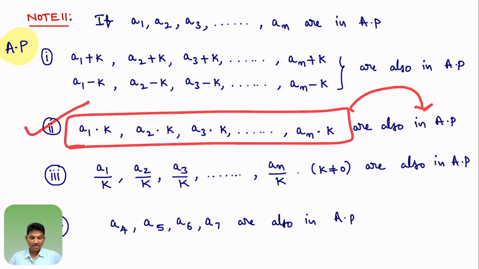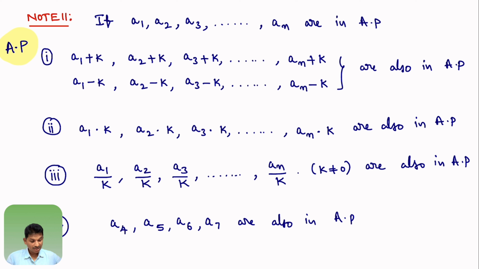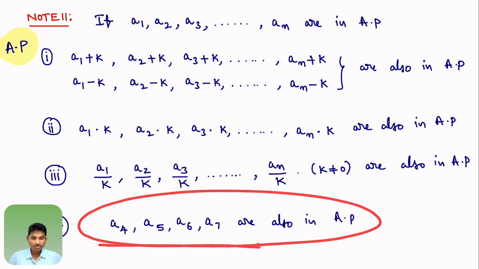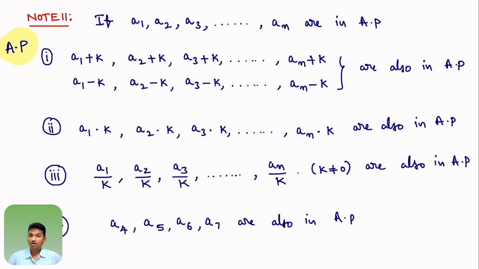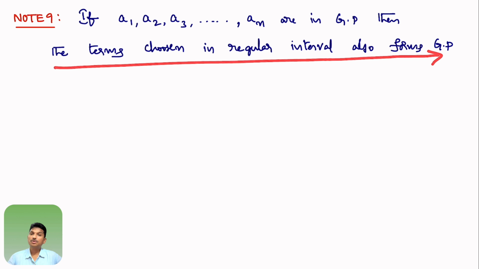If a1, a2, a3 and so on, an are in geometric progression, and each term is multiplied by k, whatever you get also forms a geometric progression. This is also there in geometric progression. If we take terms at a regular interval, whatever you get is in arithmetic progression. This works in geometric progression also. A1, A2, A3 and so on are in geometric progression. The terms chosen at a regular interval also form a geometric progression.